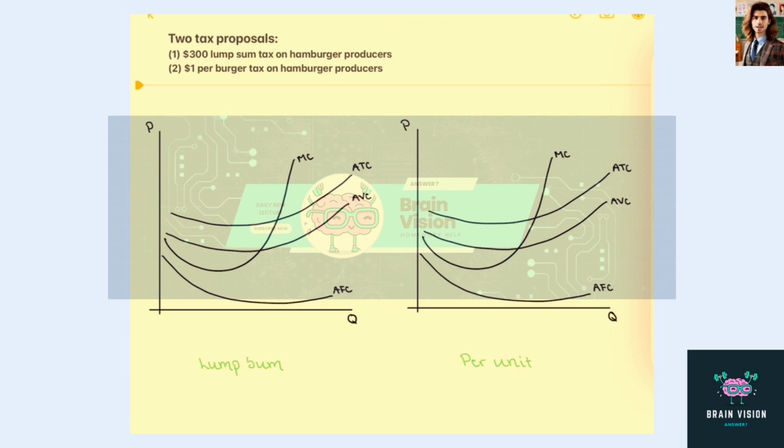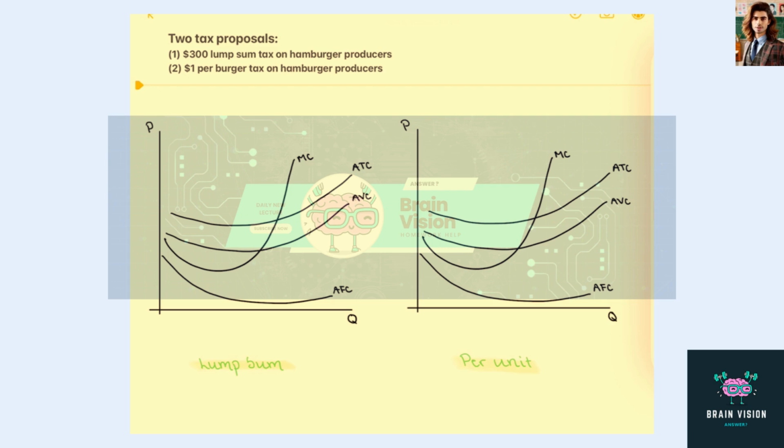So the difference between these two is we're looking at a lump sum tax and we're looking at a per unit tax. And we'd like to know how all of our curves here shift. We're looking at our marginal cost, our average total cost, our average variable cost, and our average fixed cost. We know that they look something like this.